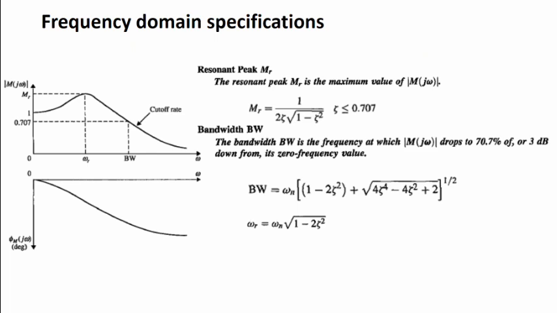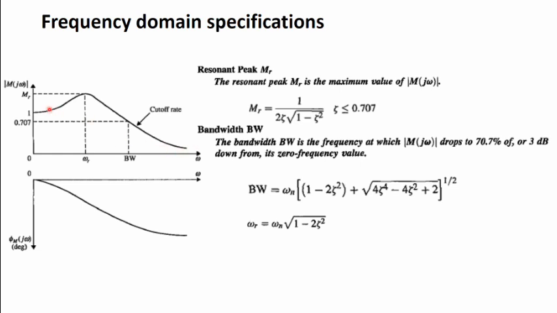Now let us see what the frequency domain specifications are. There are various frequency domain specifications. Among them, we will first discuss a few of the specifications that may be needed. First of all, this is the variation of the output, that is the magnitude of M, with respect to the frequency.